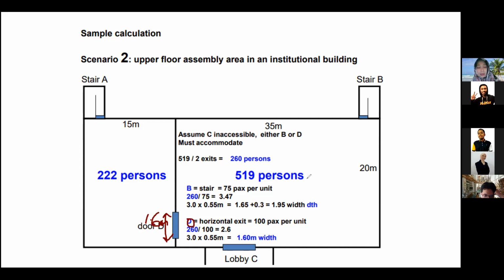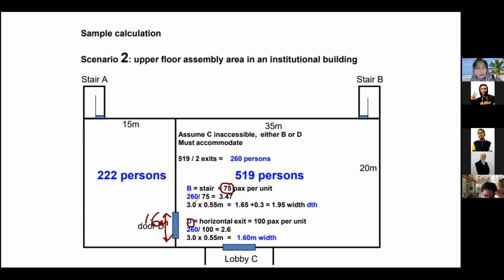Madam, something that I don't understand. For let's say stair B, if 70 people per unit, then the width is 1.95, right? And for D, the width is 1.6 for 100 people. So how are there less people in staircase B, but it's wider than when there are more people?